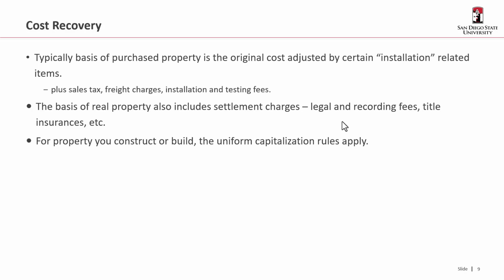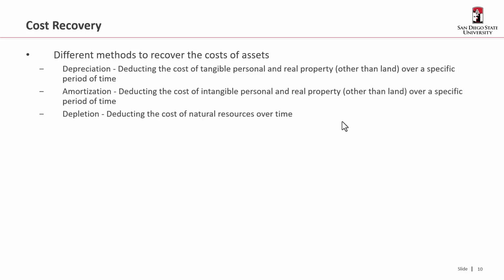For things you construct or build, they have these rules called uniform capitalization. That extends beyond the scope of this class. Being aware that UNICAP exists is pretty important. But unless, a few years down the road, you become associated with a company that has a lot of inventory, you're unlikely to fall prey to having to understand UNICAP in all that much detail. But it's basically a prescribed system for what costs need to be capitalized into inventory.